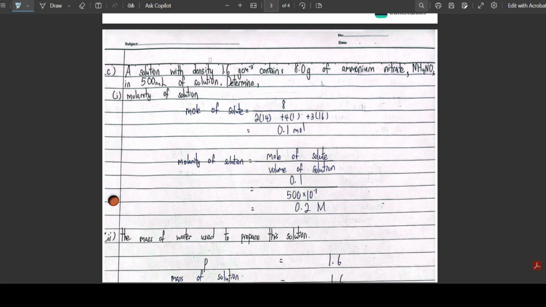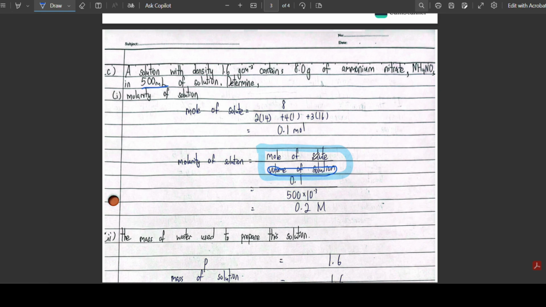So for the next question, a solution with density 1.6 gram per cubic centimeter contains 8.0 gram of ammonium nitrate, NH4NO3, in 500 mL of solution. Determine the molarity of the solution. So the equation for the molarity is moles of solute divided by volume of solution. As we know, the volume of solution value has been given in the question.